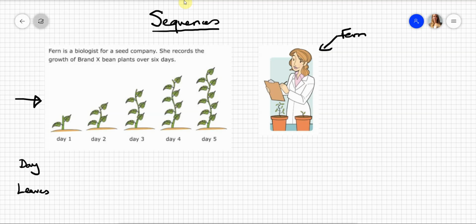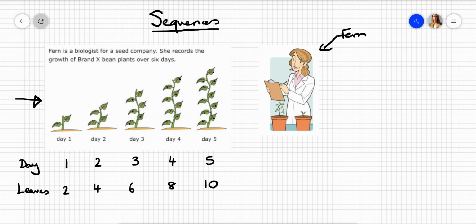So on day 1 there are 2 leaves. On day 2 there are 4 leaves. On day 3 there are 1, 2, 3, 4, 5, 6 leaves. On day 4, 1, 2, 3, 4, 5, 6, 7, 8 leaves. And on day 5, 1, 2, 3, 4, 5, 6, 7, 8, 9, 10 leaves.